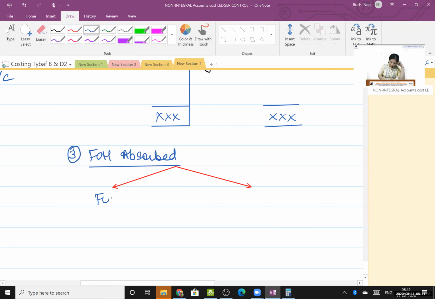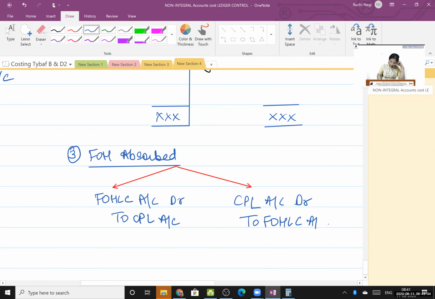So factory overheads, ledger, control account debit to CPL. All these journal entries you should know. And CPL account debit. So factory overheads ledger. Over recovery.